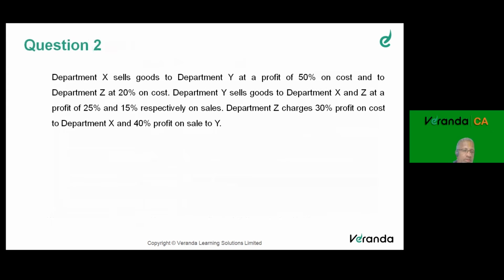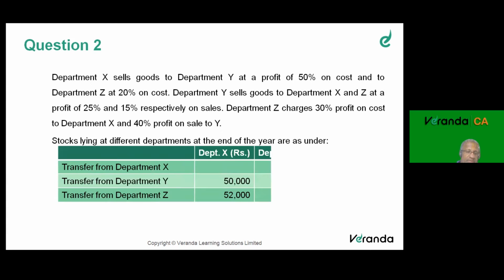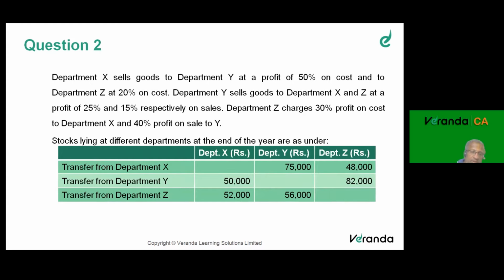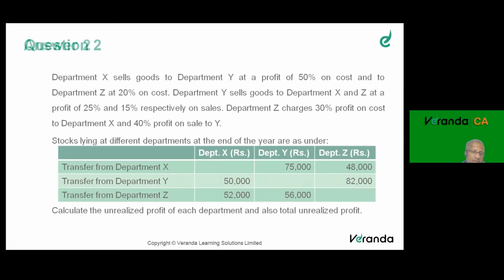Question number 2. So here is a place where we can spend some more time. What is that? X sells to Y at a profit of 40% on cost, and to Z at 20% on cost. Y sells to X and Z at 25% and 15% on sales. Z charges 30% profit on cost to X and 40% on sale to Y. Stocks are lying at different departments at the end of the period. Calculate the unrealized profit.